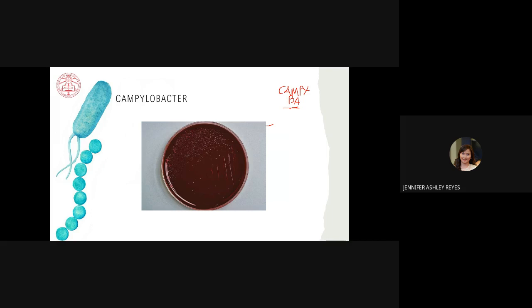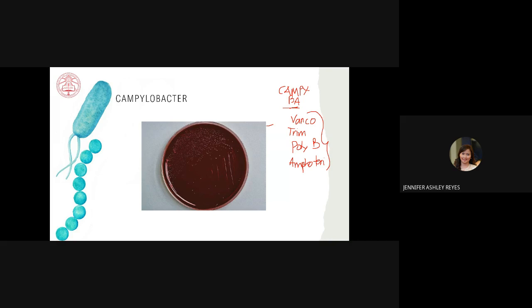So same lang siya sa base ng Brucella agar and it contains vancomycin, trimethoprim, polymyxin B, and amphotericin as your other na antifungals. So these are some of the antimicrobials na composition ng ating Campi BA.